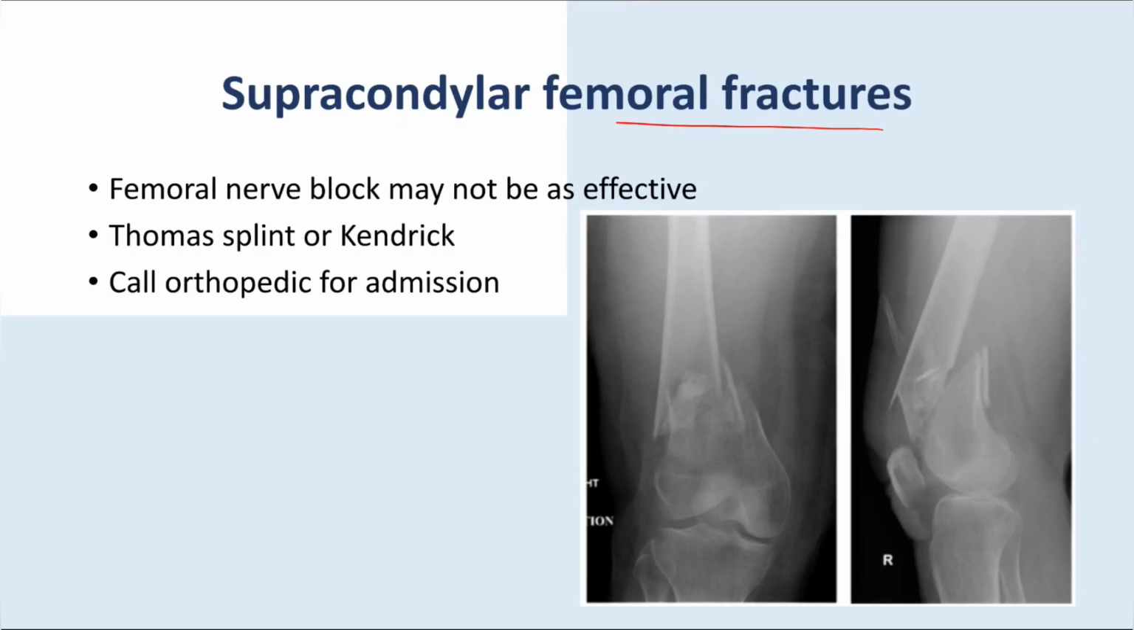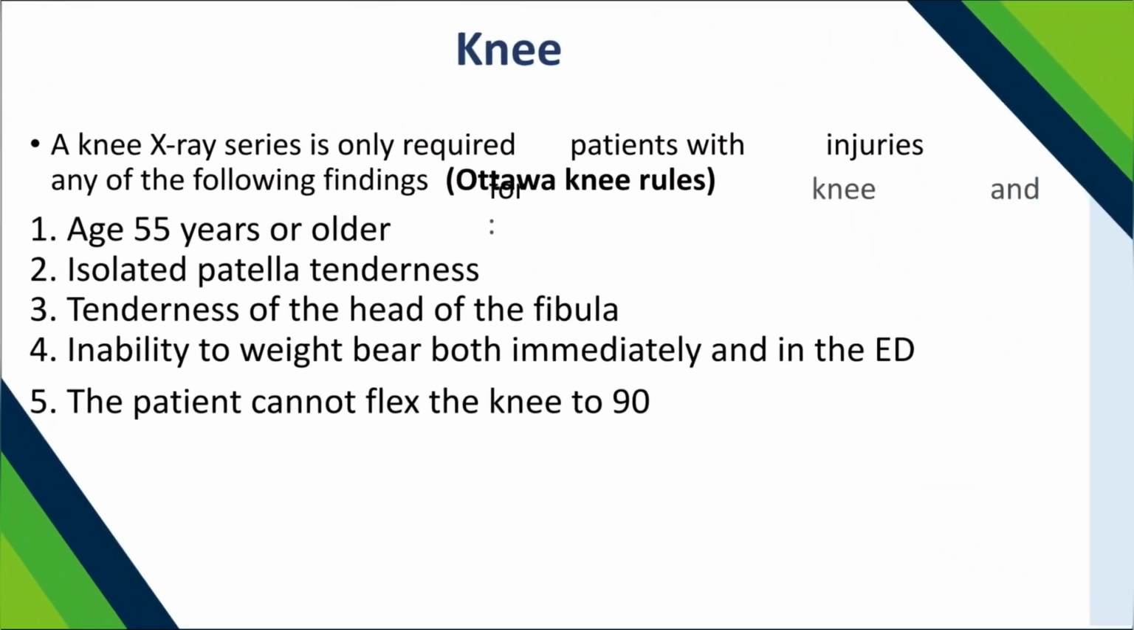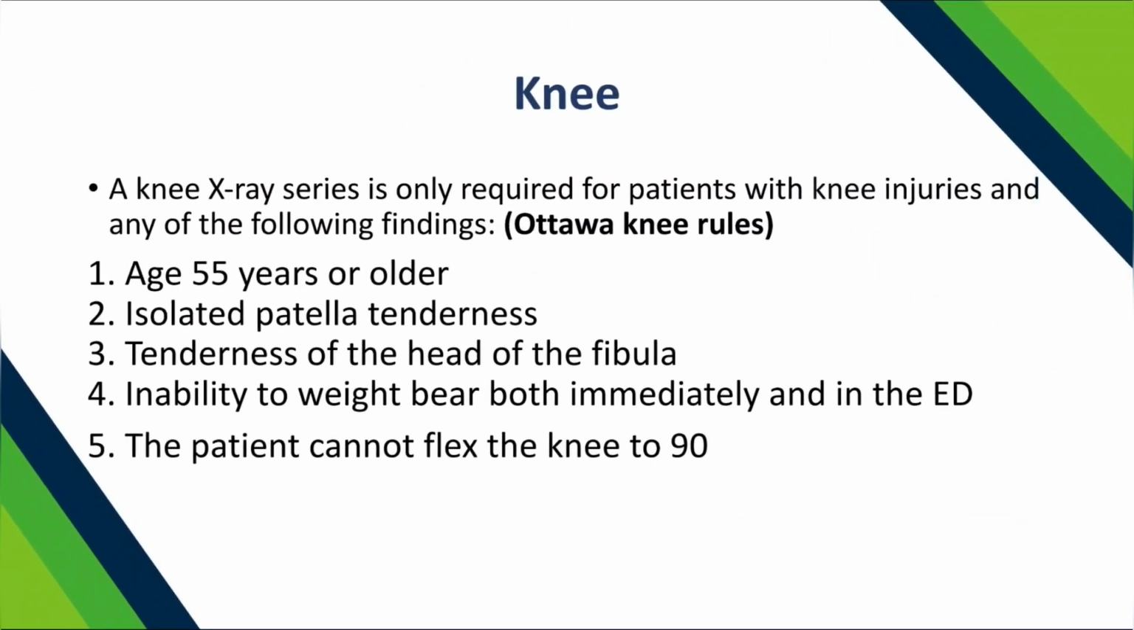Supracondylar femoral fracture. So this is the condyle, and above it is called supracondylar. If you do a femoral nerve block, it may not be as effective, but you have to put in a Thomas splint or Kendrick like a femoral shaft fracture. Call orthopedics because they need operation. Most lower limb fractures need operation.